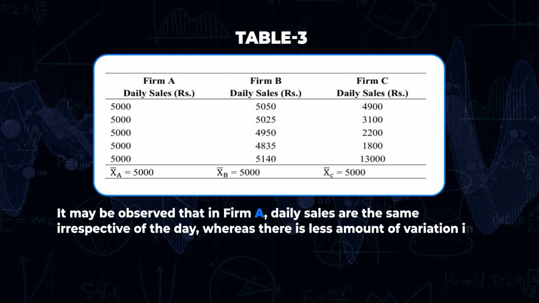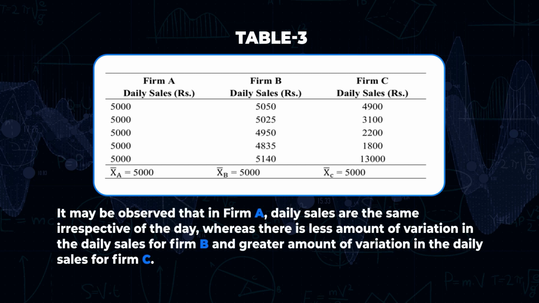However, it may be observed that in firm A, daily sales are the same irrespective of the day, that is 5,000. Whereas there is a small amount of variation in the daily sales for firm B and a greater amount of variation in the daily sales for firm C. Therefore, different sets of data may have the same measure of central tendency but differ greatly in terms of variation.